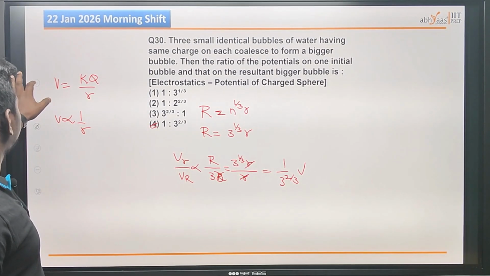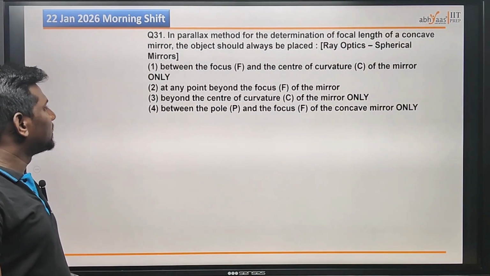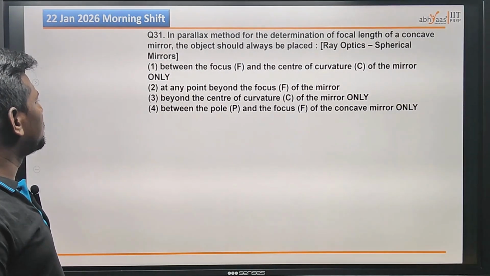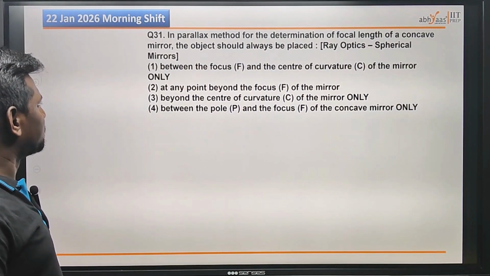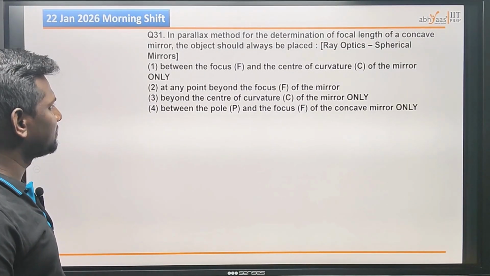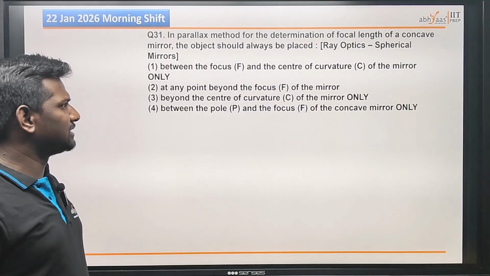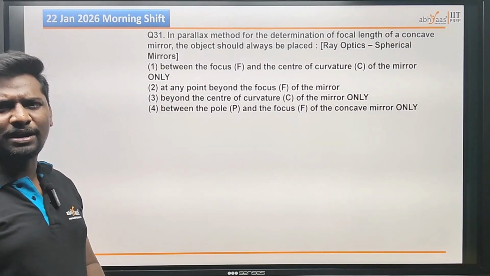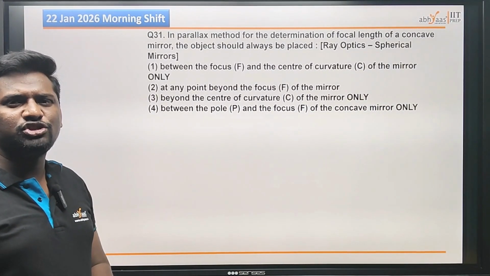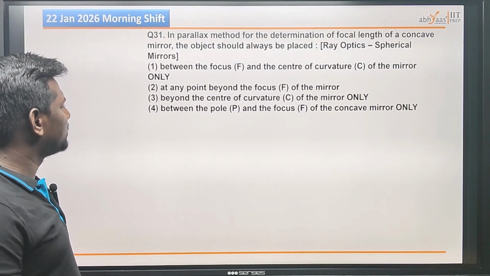So next question, see here, very simple but a bit typical. Question number 31. What they are asking? In a parallax method for the determination of the focal length of a concave mirror, the object should always be placed. This question is from ray optics. So what is the parallax method? The method which is used to determine the focal length of a concave mirror.